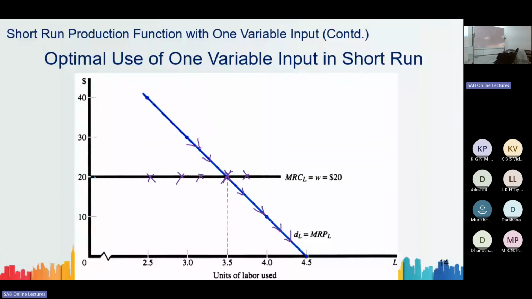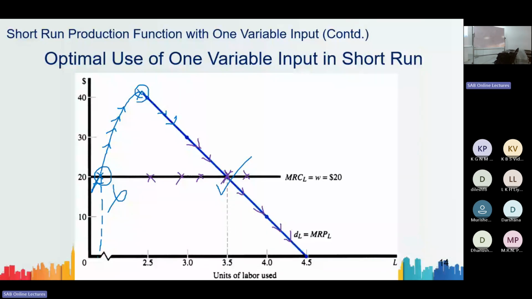Marginal revenue product of labor curve can take a shape like this as well, initially increasing, reaches its maximum, and afterward decreasing. So at this point also, we see that marginal revenue product of labor and marginal resource cost of labor are equal. But this is not the optimum use. This is not the point where the optimum use is found. That is wrong. Only at this point, we find the optimum use of labor. Why don't we see the optimum use of labor here?